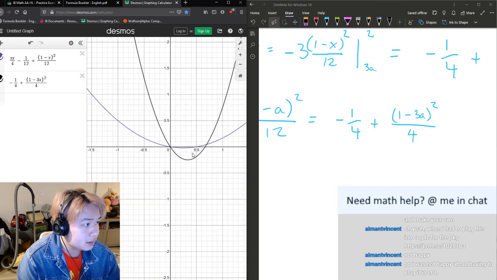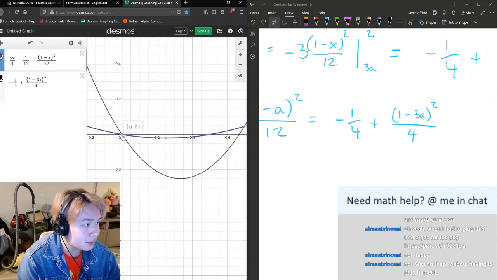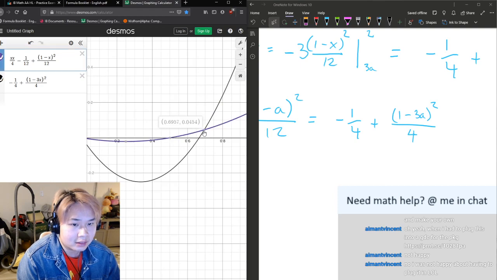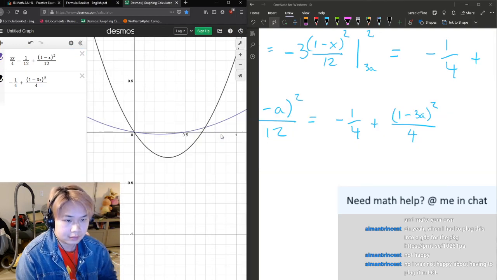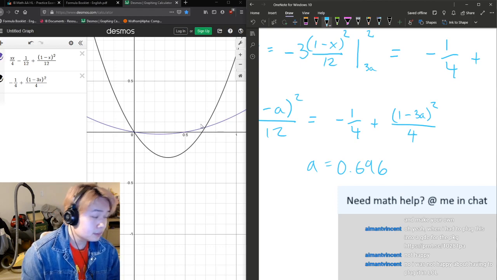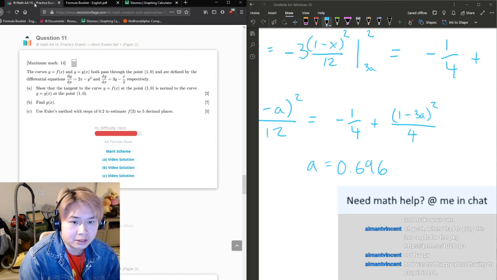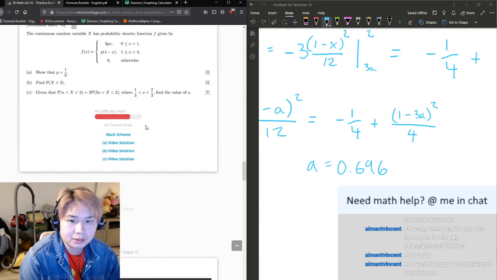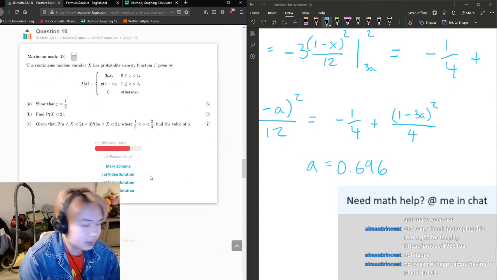Okay, so here's my two solutions. Probably one at zero. And then right here, at 0.696. So I guess A is 0.696. And then I think I'm done the question, right? Nope. Wait. Yep. So let me check this answer and then I will see what was not so good about your graphing calculator work.